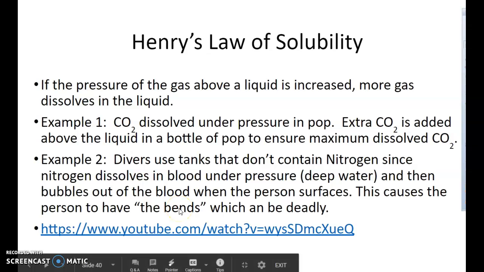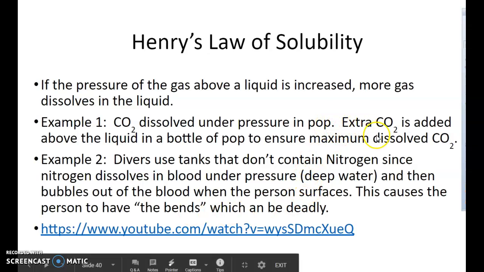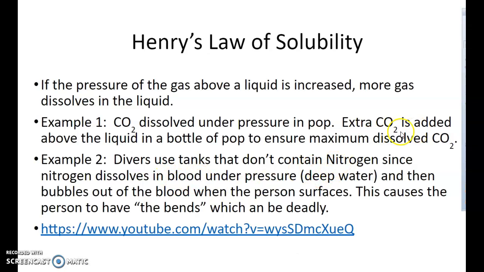One last thing I want to talk about is Henry's law of solubility. As the pressure of the gas above a liquid is increased, the more the gas dissolves in the liquid. So you know that we bottle pop or sparkling water under pressure because that pushes the extra carbon dioxide into the liquid, and we get maximum dissolved CO2, maximum bubbly. Another example is divers don't use tanks that contain nitrogen in their scuba tanks because nitrogen, more than anything, dissolves in blood under pressure in deep water.